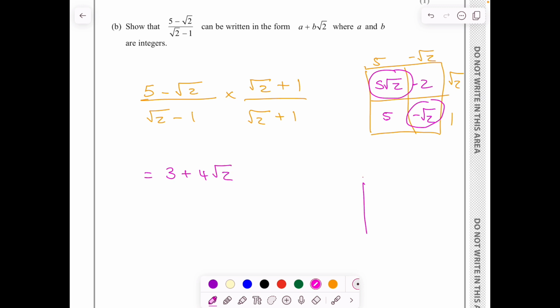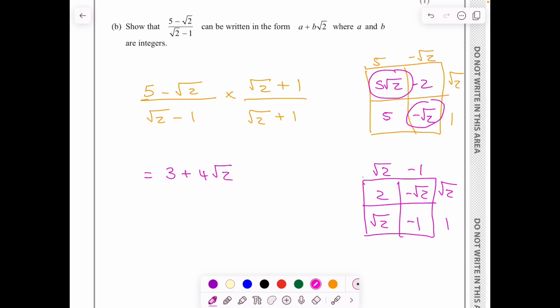We're going to check the denominator and do the same. We're going to multiply out the denominator, but you should find that it disappears. Let's have a look. Square root 2, take away 1, multiplied by square root of 2 plus 1. Square root of 2 times square root of 2 is 2. Minus 1 times square root of 2 is minus square root of 2. Square root of 2 times 1 is just the square root of 2. And minus 1 times 1 is minus 1.